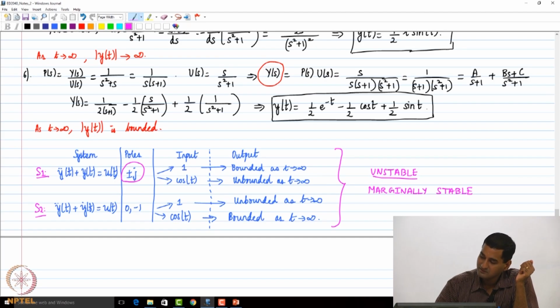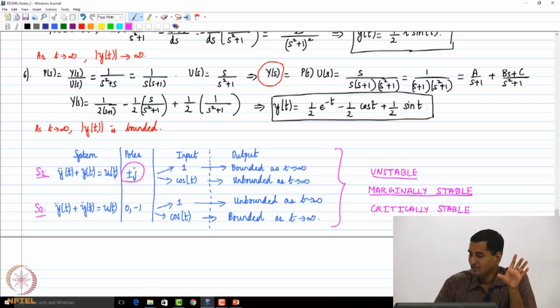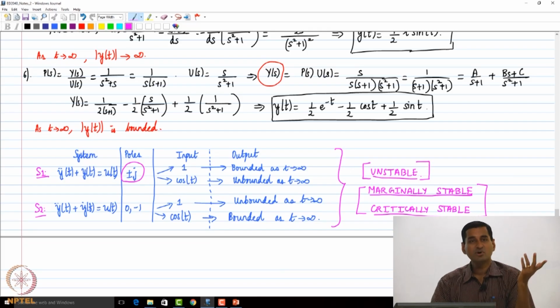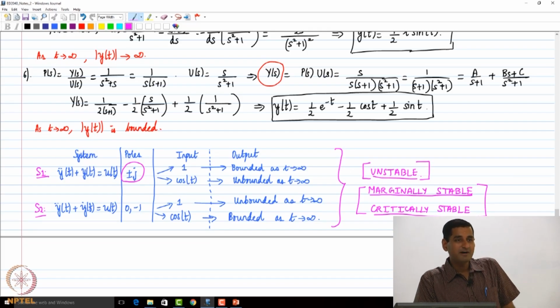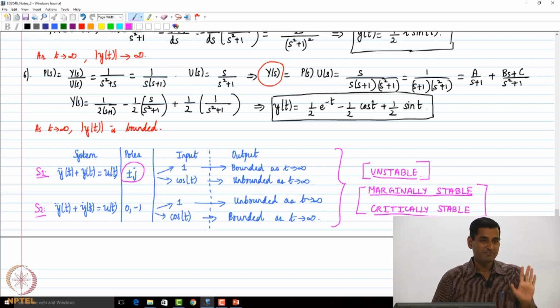or critically stable. Okay, that is, the output is bounded for all possible bounded inputs except one set, right? Okay, so that is why people call it marginally stable or critically stable. Now the choice is left to us, right? So in strict parlance, the system is unstable. See, if we use the definition as it is, the system is going to be unstable. I hope you agree, right?